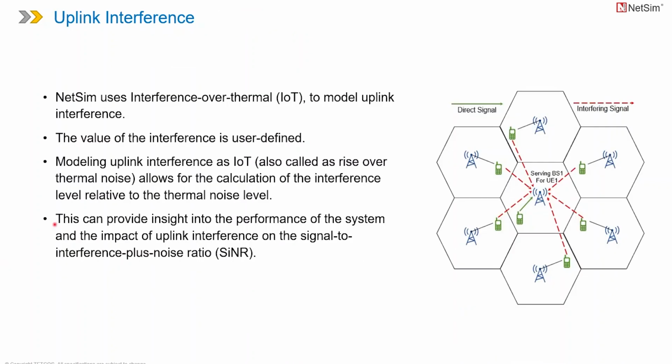Now we turn to interference. NetSim utilizes interference over thermal, or IoT, to model uplink interference in 5G. This figure explains UL interference. UE1 is sending data in the uplink to BS1, while at the same time other UEs are sending data in their uplink to their respective base stations. The signals from the other UEs interfere with the signal from UE1. This happens at base station 1, which receives all the signals.